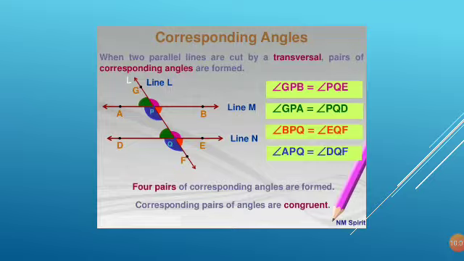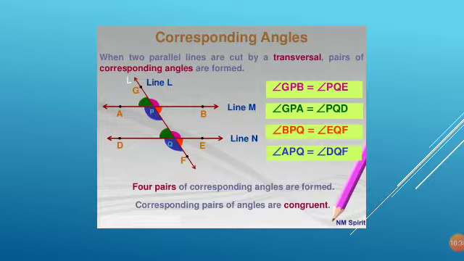Pairs of corresponding angles. A line that intersects two coplanar lines at two different points is called a transversal. Transversal means a Z-shaped angle. So when two parallel lines are cut by a transversal, we get pairs of corresponding angles.